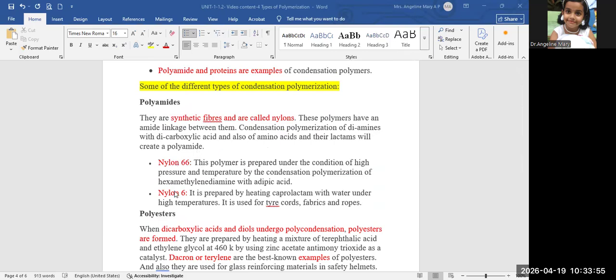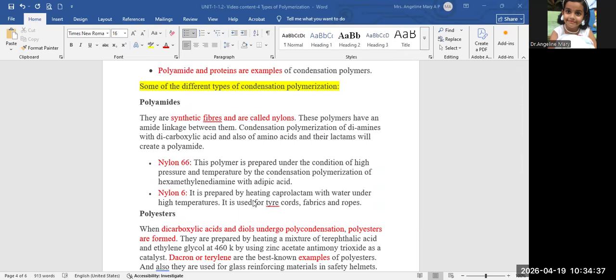In polyamides there are two examples: one is nylon 6,6 and the second one is nylon 6. Nylon 6,6 is prepared under high pressure and temperature by the condensation polymerization of hexamethylene diamine with adipic acid. These reactions were seen in the previous video; kindly go through that. In this video I am just giving the monomers that are joined and undergo the condensation reaction to form nylon 6,6. The reactions will be updated in the last videos.